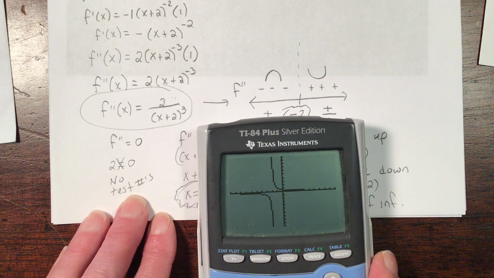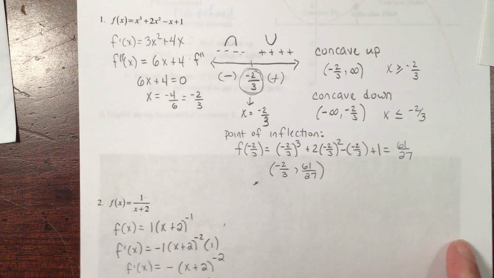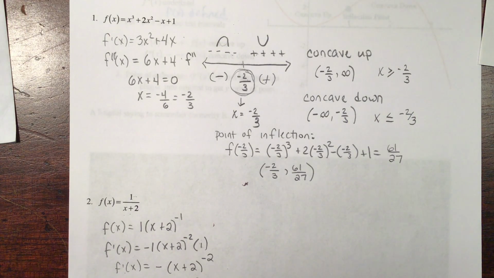Tomorrow, we're going to actually put all these concepts together and we're going to graph by hand. But today, I would just like you to go work on your homework and practice some of the examples that I have there. Thank you.